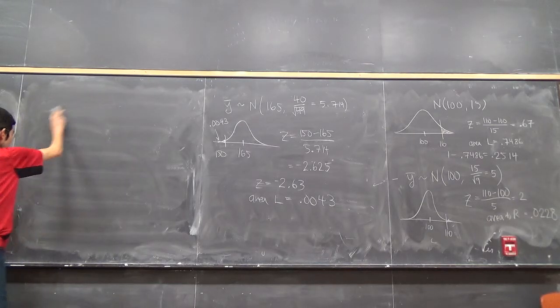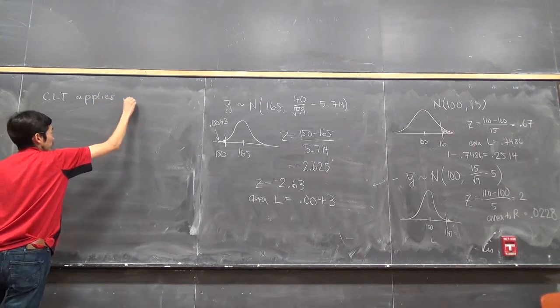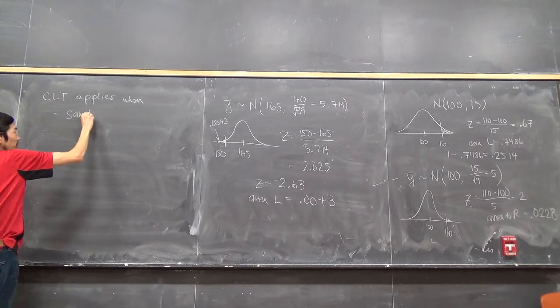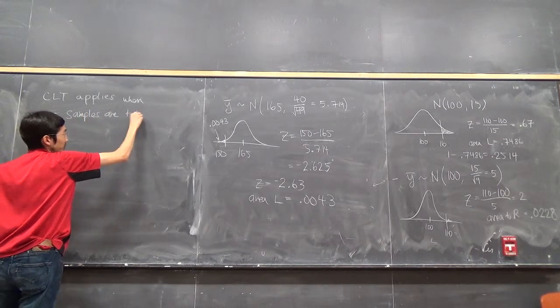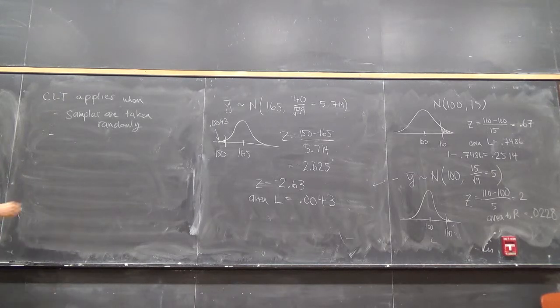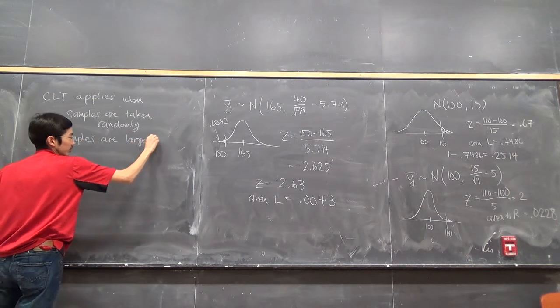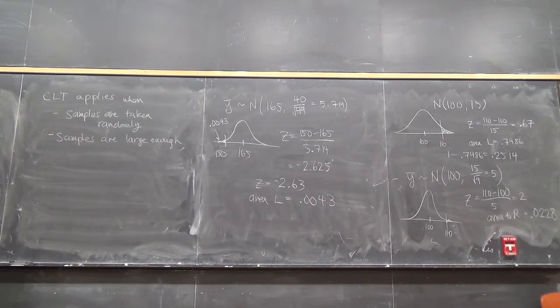The central limit theorem applies when samples are taken randomly. So that's our first assumption. Samples are large enough, and that means if the population is normal, any sample is large enough, and if it's not normal, the rule of thumb is 30 or more. That will suffice for most cases, or even more if it's really skewed. Okay, samples are large enough.